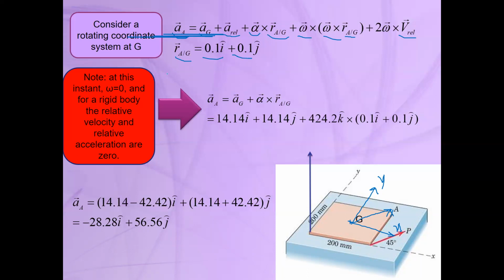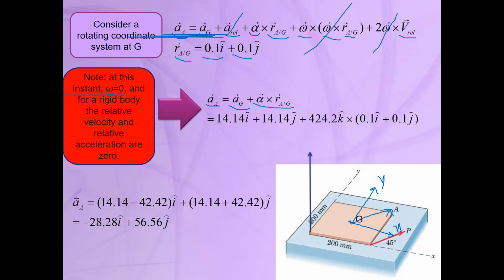And another point, at this instant, when this plate starts from rest, omega is equal to 0. It means that the angular velocity of the relative coordinate system, or this X and Y, the blue coordinate system, is equal to 0. So this term is 0. Here the relative velocity is 0. And here the relative acceleration is 0 as well. So the acceleration of point A is equal to the acceleration of point G plus angular acceleration cross RA with respect to G.